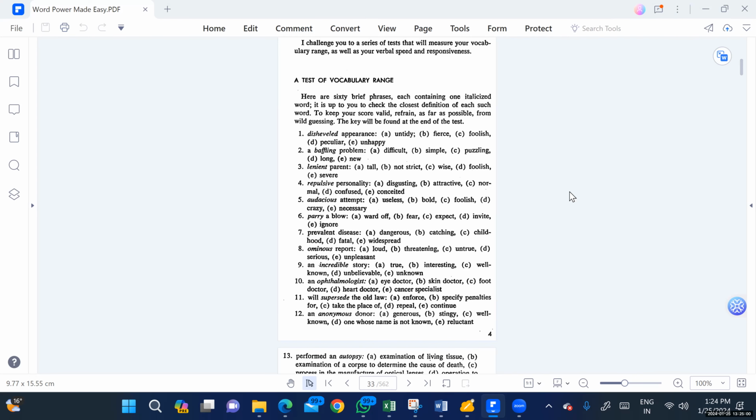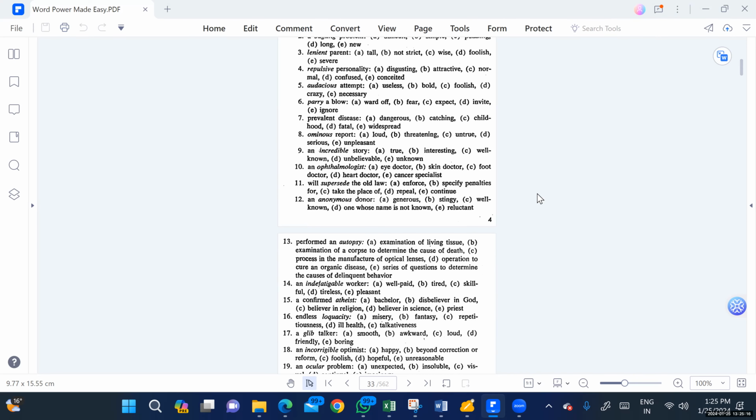Tenth one, an ophthalmologist. Eye doctor, skin doctor, foot doctor, heart doctor, cancer specialist. Are you all on track? Neil, on track? Yes, sir. Aditi, Shriti, Soni, Shreshti, Tripti, all on track? Yes, sir. Okay, the next one. Will supersede the old law. Will supersede the old law. Enforce specified penalties for, take the place of, repeal, continue.